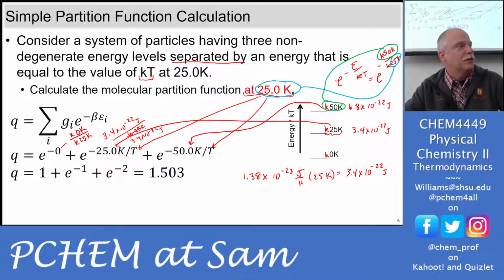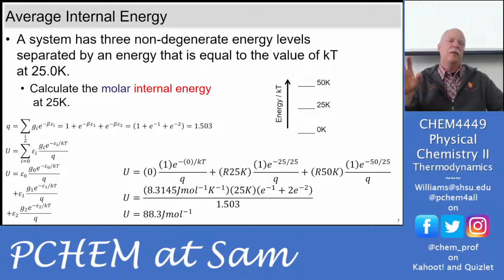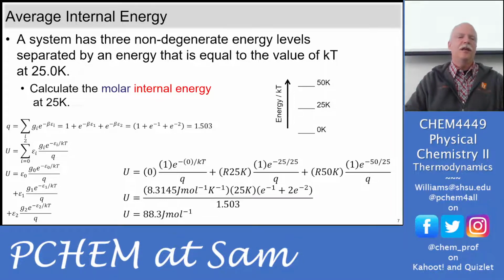All right, so now we have the partition function. So let's calculate our internal energy. So same kind of problem. I mean, it's the same problem. We're just extending it. So the system has 3 non-degenerate energy levels separated by an energy that's equal to the value of KT at 25 Kelvin. So that's enough to get our energy level calculation.